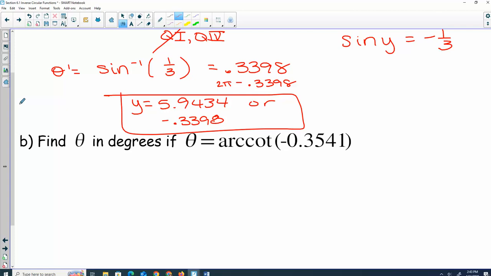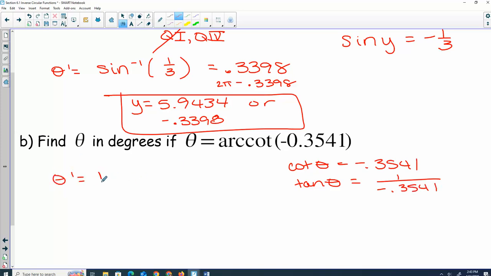Next one, I'm asking for degrees. So switch your mode into degree. Okay. This is the one that if you enter it with the negative, you'll get the wrong answer. So it's saying cotangent of theta is -0.3541. We don't have a cotangent button, so that means tangent is 1/that. So to get your reference angle, we'll do tangent inverse of 1/the positive.